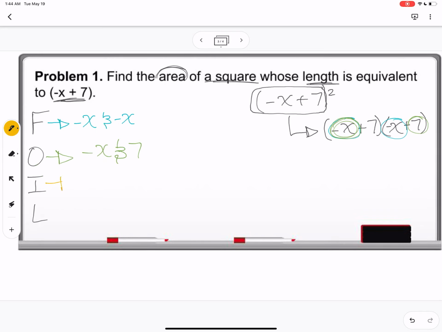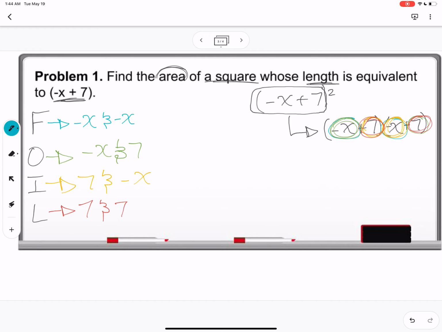Then my inside terms. They're the terms closest to the inside of the parentheses. So we have a positive 7 right here and a negative x right here. They're inside terms because they're the closest to our inside parentheses. So we have a 7 and a negative x. And last but not least, our last terms. They're the last terms inside of each binomial. So we have a positive 7 here and a positive 7 here. So our last terms are 7 and 7.